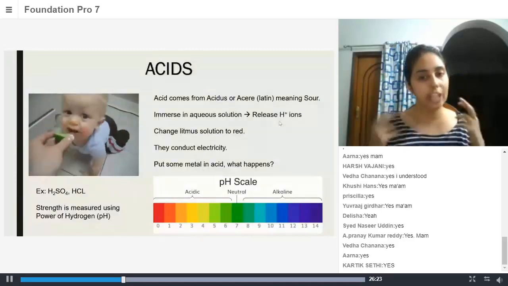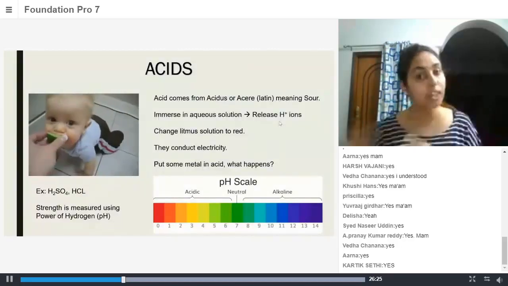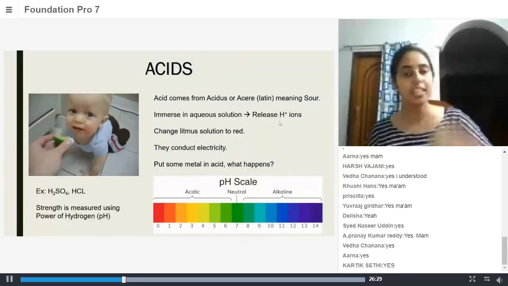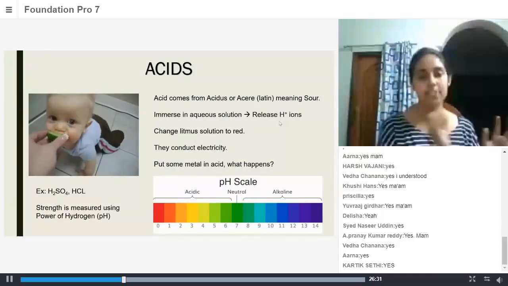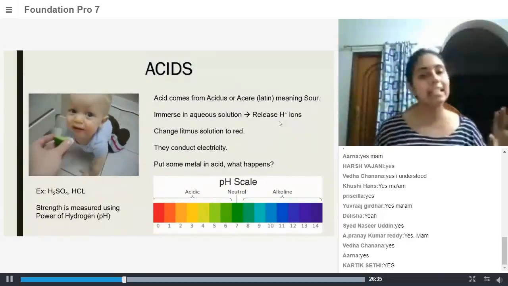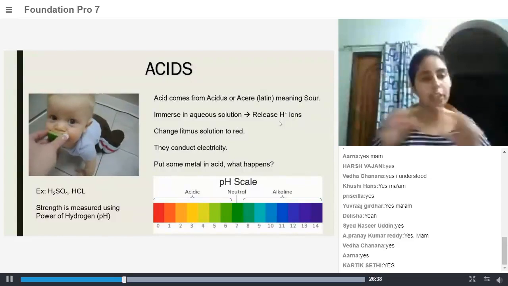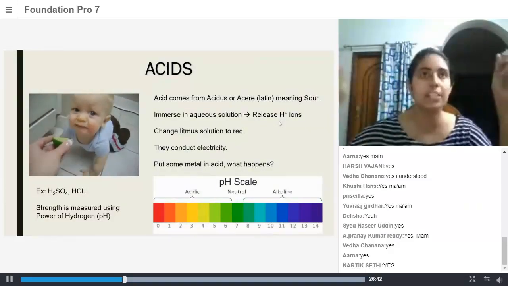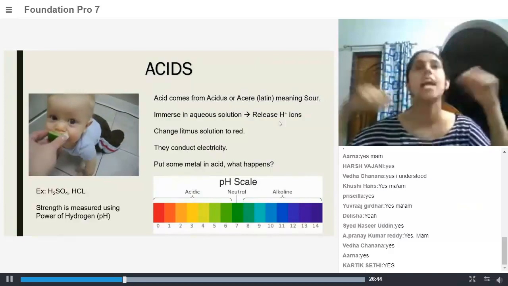So the best way to check if something is an acid or not an acid is to use what is called a pH scale. What you see on the bottom, you'll see the numbers 0, 1, 2, 3, 4 and so on till 14. That is called a pH scale. Like your regular scale or a ruler, it is used to measure the length of objects. It's used to measure distances, right?